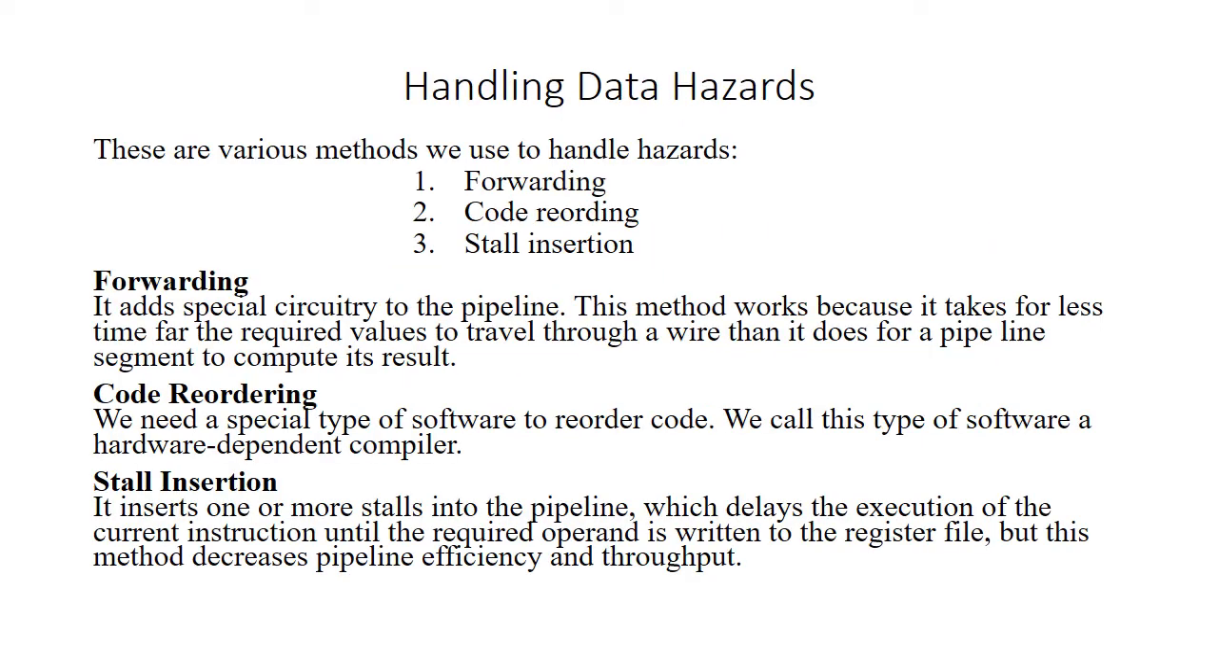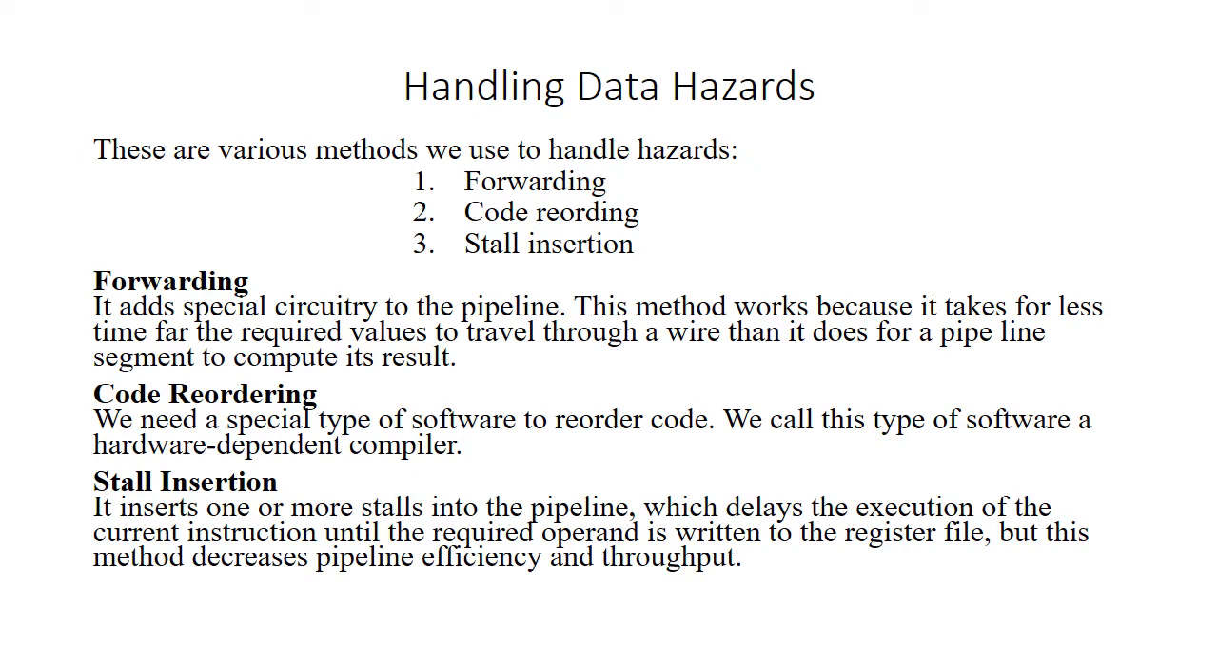Now let's learn about the handling of data hazards. There are various methods. The first one is forwarding, the second one is code reordering, and the third one is stall insertion. Forwarding adds a special circuitry to the pipeline. This method works because it takes far less time for the required values to travel through a wire than it does for a pipeline segment to compute its result.